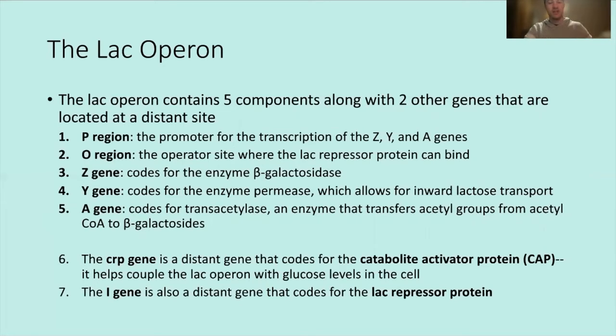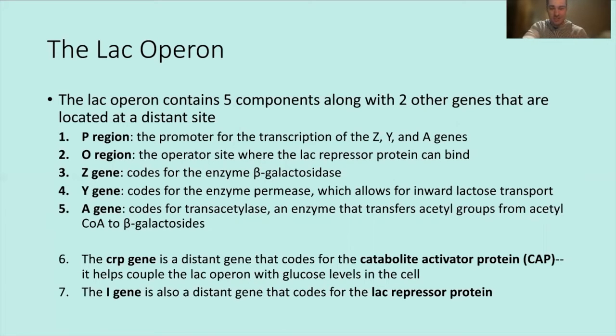3 is the Z gene, and that codes for the actual enzyme, beta-galactosidase. 4 is the Y gene, which codes for another enzyme known as permease, and that allows inward lactose transport into the cell. 5 is the A gene, which codes for transacetylase, an enzyme that transfers acetyl groups from acetyl-CoA to beta-galactosides. The A gene is actually not required for beta-galactosidase activity, but it is part of the Lac Operon. So those are the 3 main gene products that come from this operon and that allow the bacteria to make use of lactose if there's lactose present in the environment.